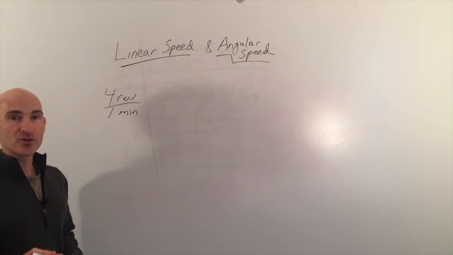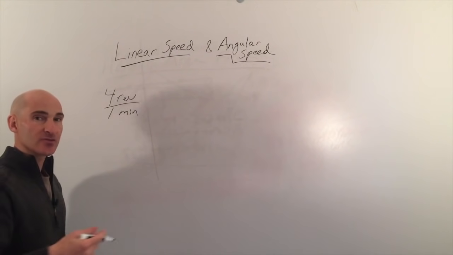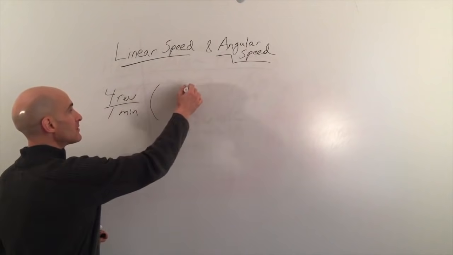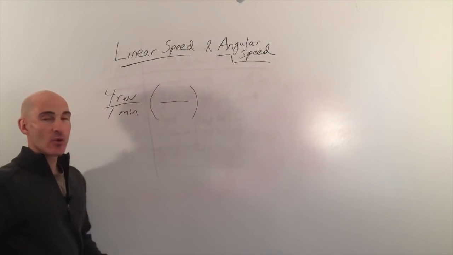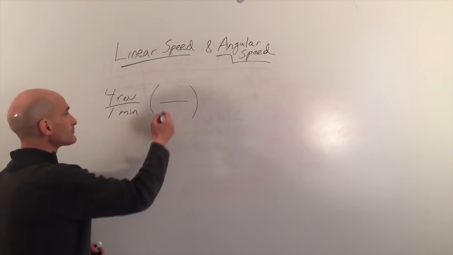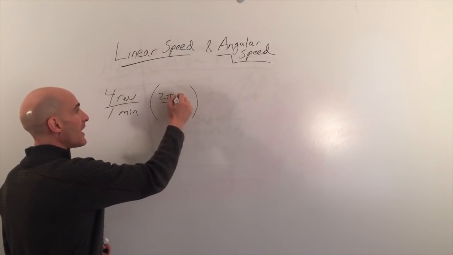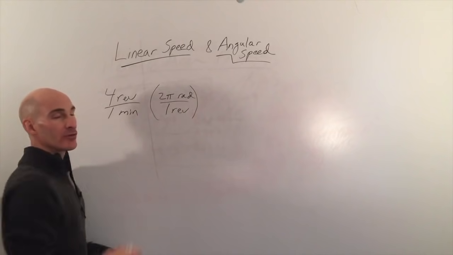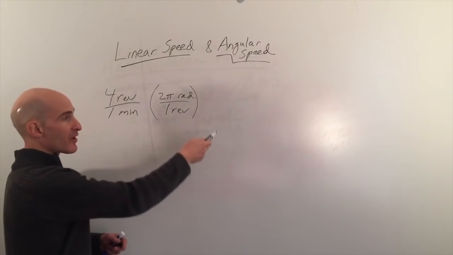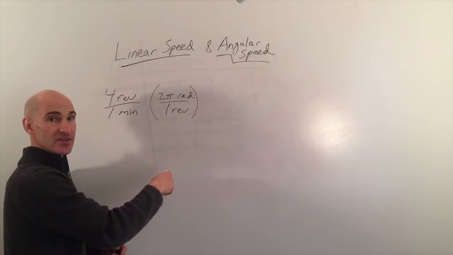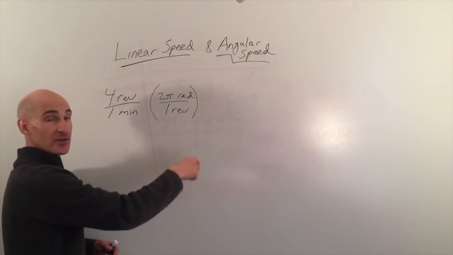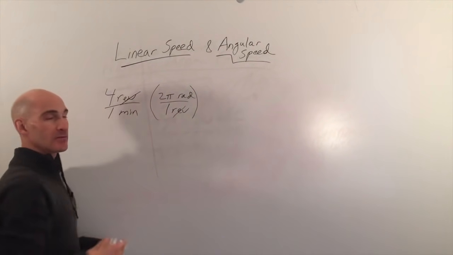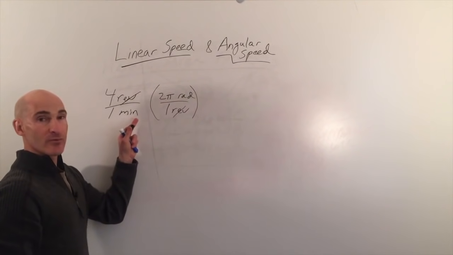Okay, and what you want to do is convert into the angular speed, so that's the angle per unit time. So we're going to multiply by 2 pi radians per 1 revolution. If you remember the unit circle, 2 pi radians is what 1 revolution is equivalent to. And so your revolutions cancel, and now you have radians per minute.